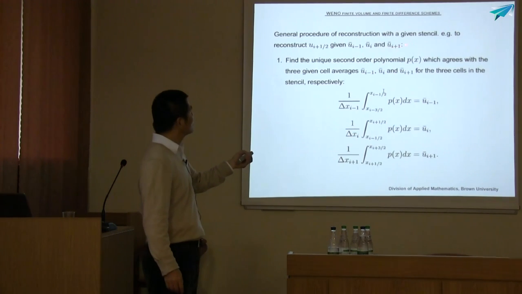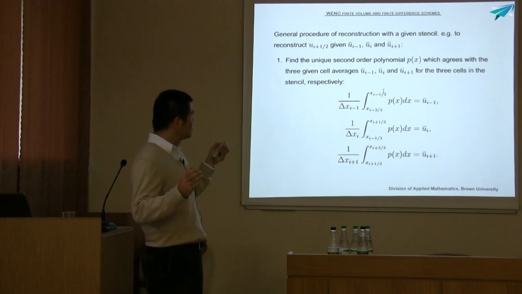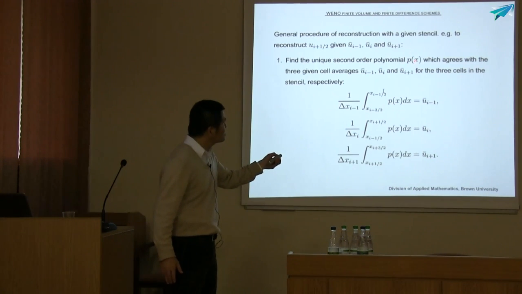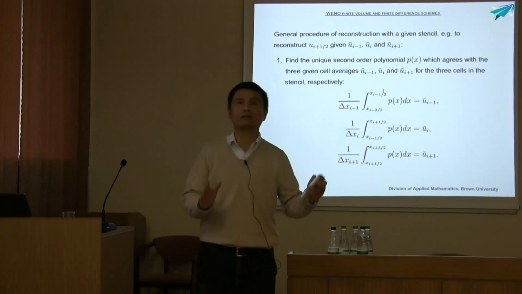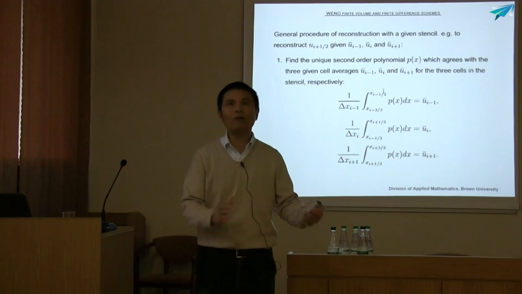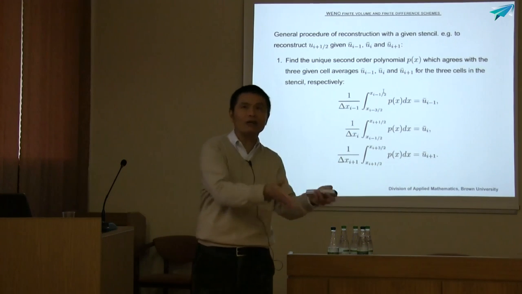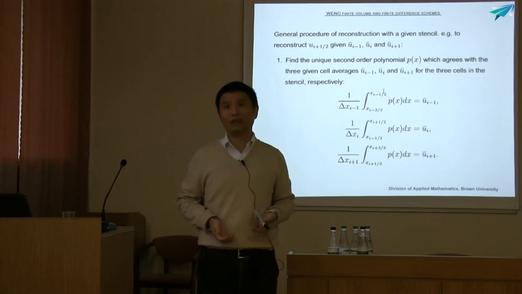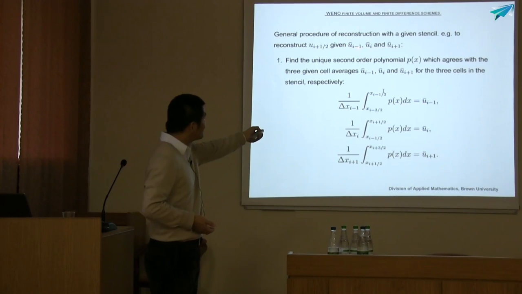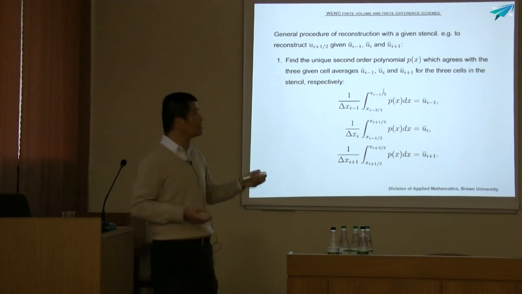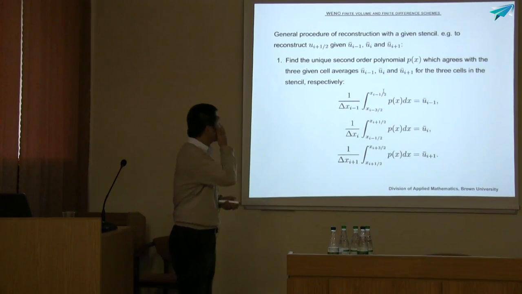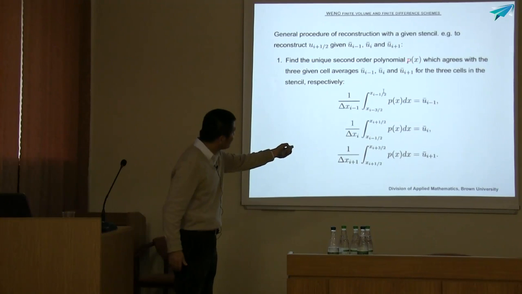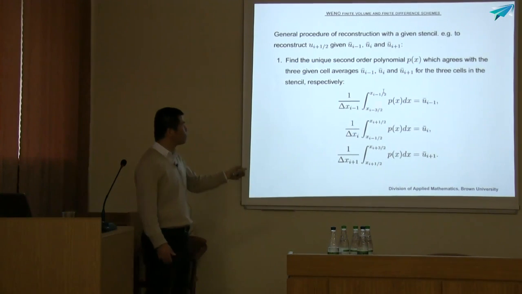First, let us say we try to build a polynomial p(x) which agrees with the given averages in a given stencil. So this is the first building block of WENO. You give me a stencil, and I want to build a polynomial whose cell average in each cell in this stencil will agree with the cell averages you give me. For example, if you give me the stencil I minus 1, I and I plus 1, in other words, you give me three numbers, u bar of I minus 1, u bar of I, u bar of I plus 1, which are the cell averages, then I would want to find the second order polynomial p(x) which agrees with these three numbers in the following way.